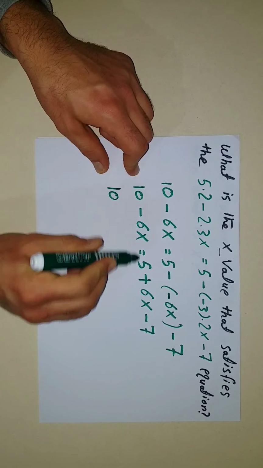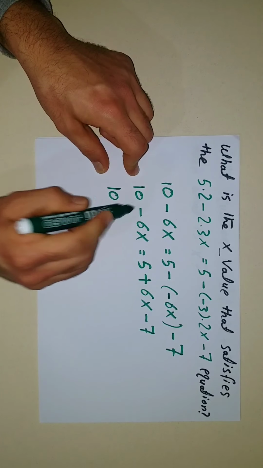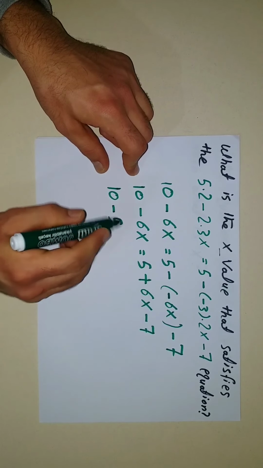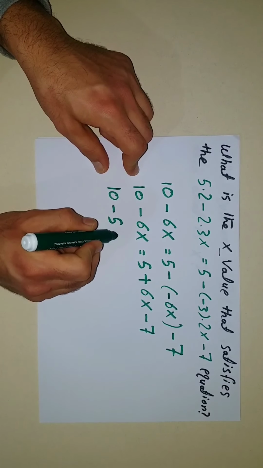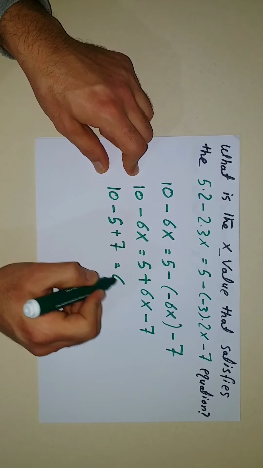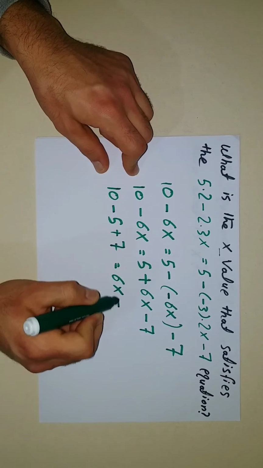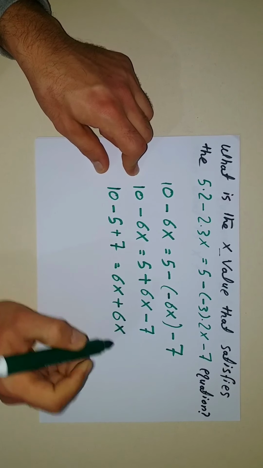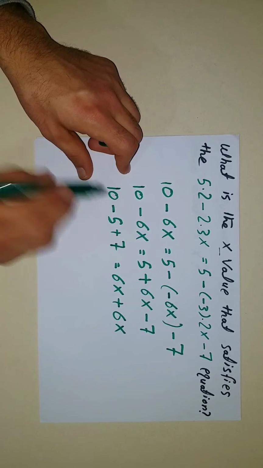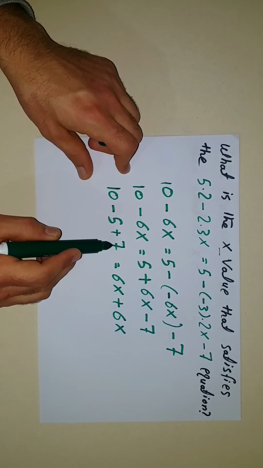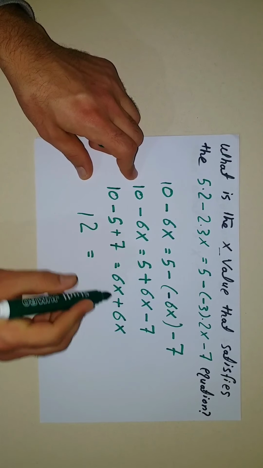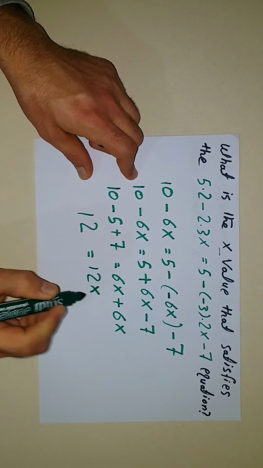Like 10, I will transfer this 5 to this side, it will be minus 5, and if I transfer minus 7 to the other side, it will be plus 7, and this minus 6x will go to the other side as a plus, so it is plus 6x. Now 10 minus 5 plus 7: 10 plus 7 is 17, minus 5 gives me 12, and 6x plus 6x gives me 12x.